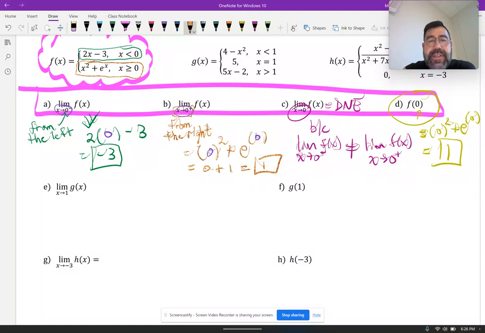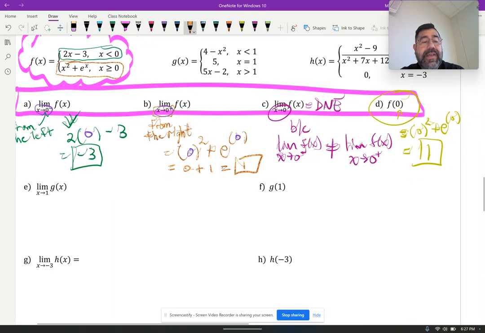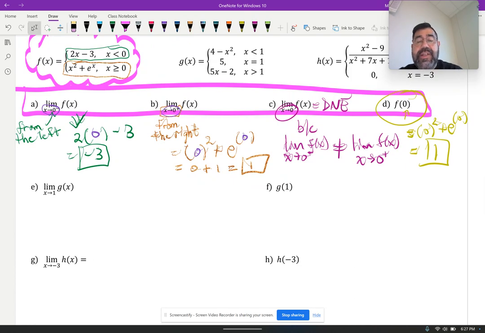Video two, we're going to continue working with piecewise functions. We're actually going to do E and F, which have to do with our function g of x, and G and H, parts G and H, which have to do with function h. So let's get going here.